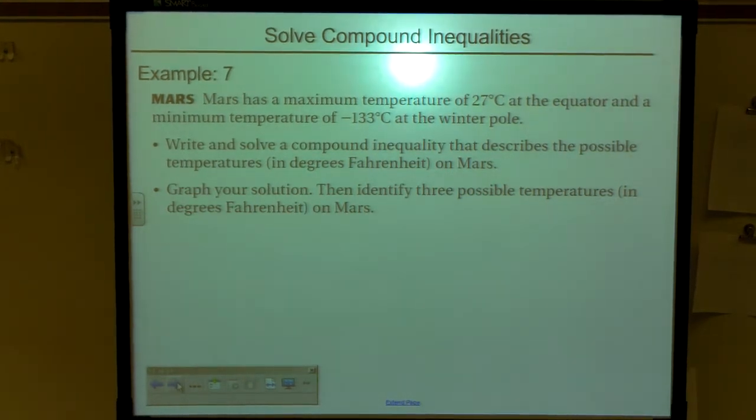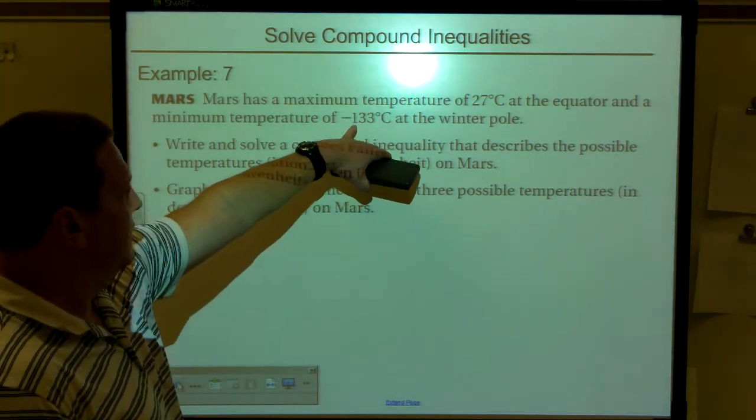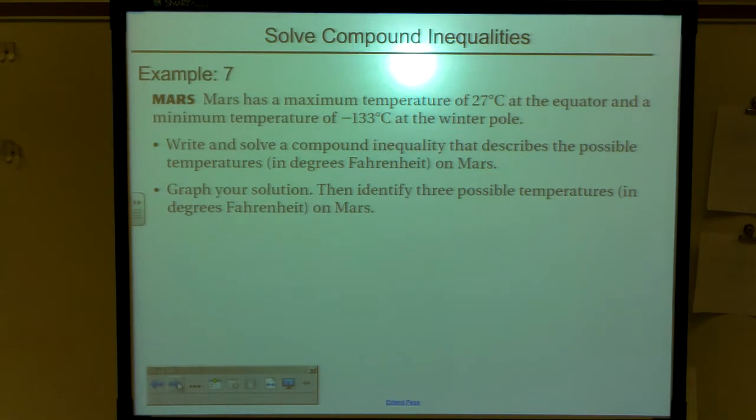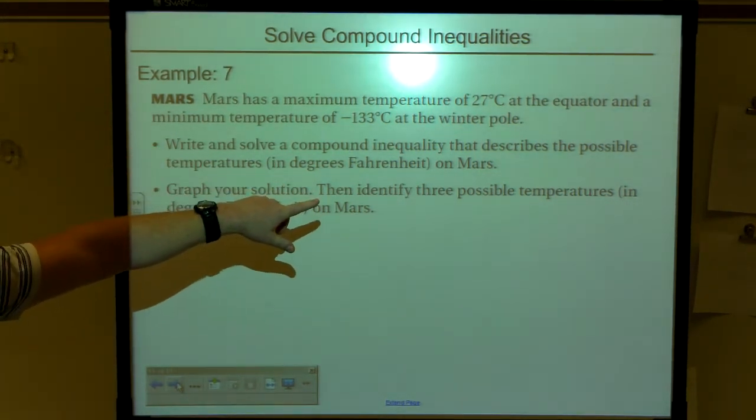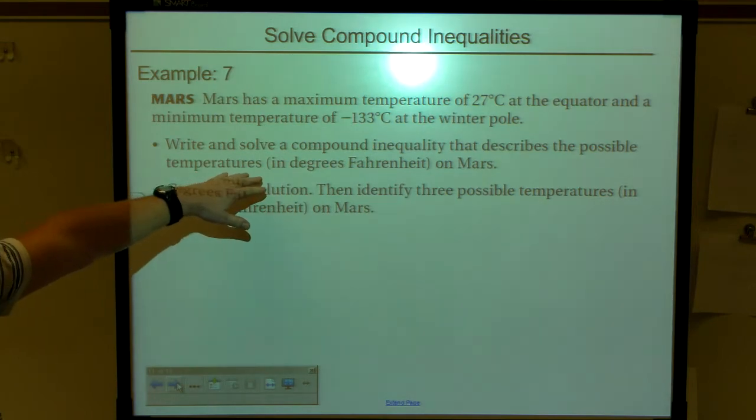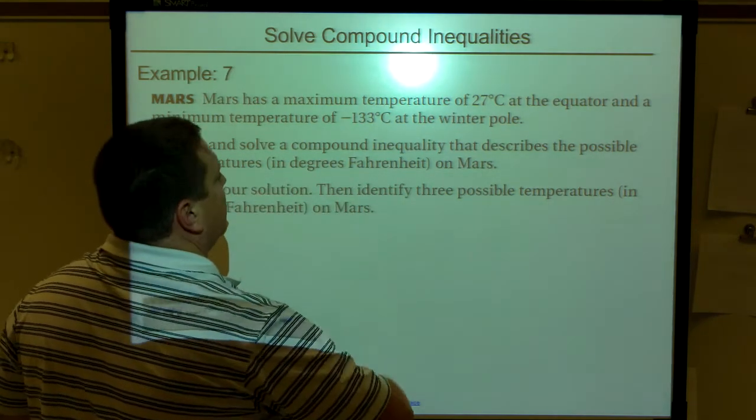Example 7. Mars has a maximum temperature of 27 Celsius at the equator and a minimum temperature of negative 133 Celsius at the winter pole. We got two parts here. Write and solve a compound inequality that describes possible temperatures in Fahrenheit. This is kind of a key here.